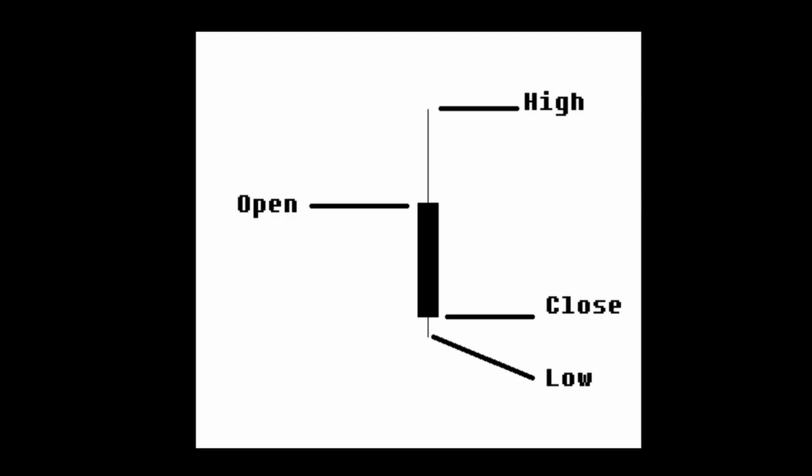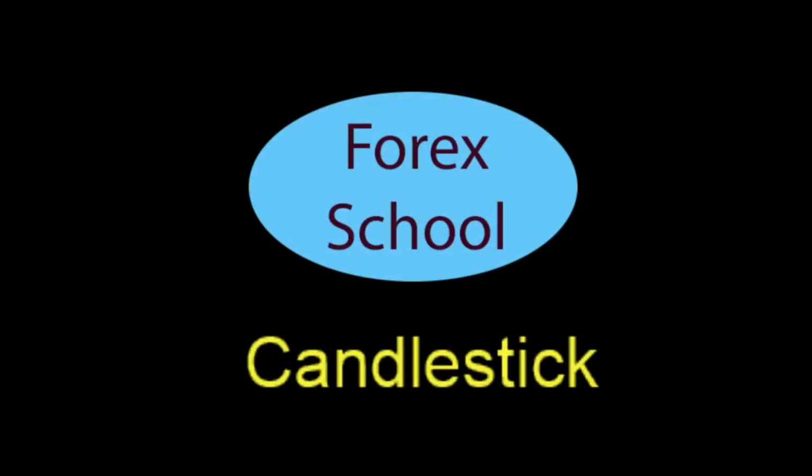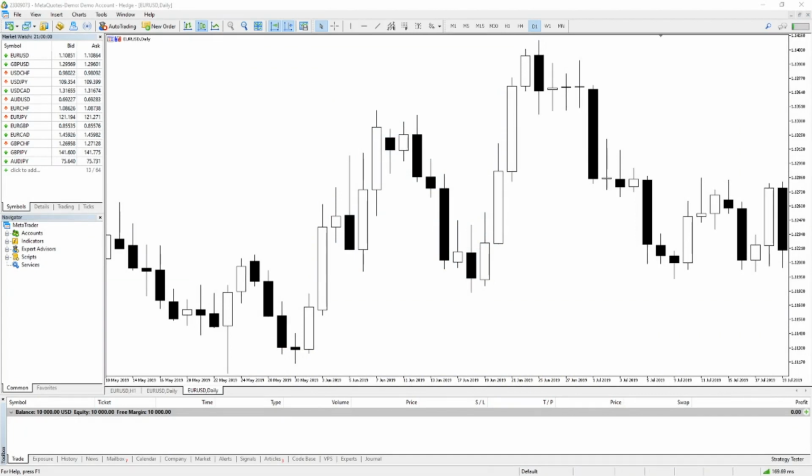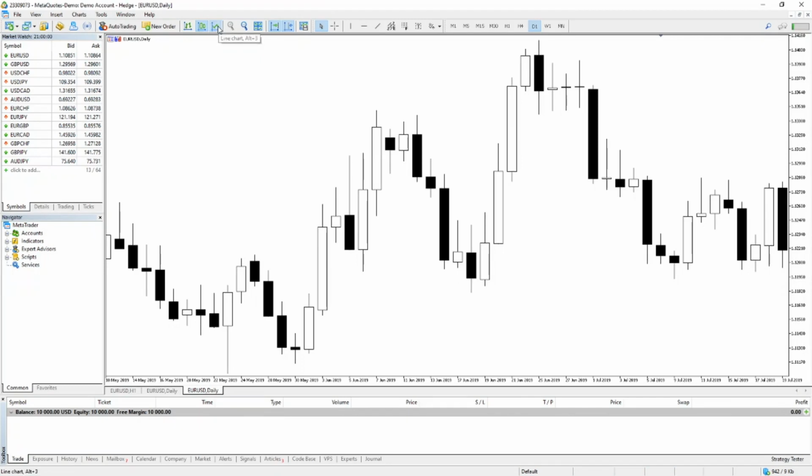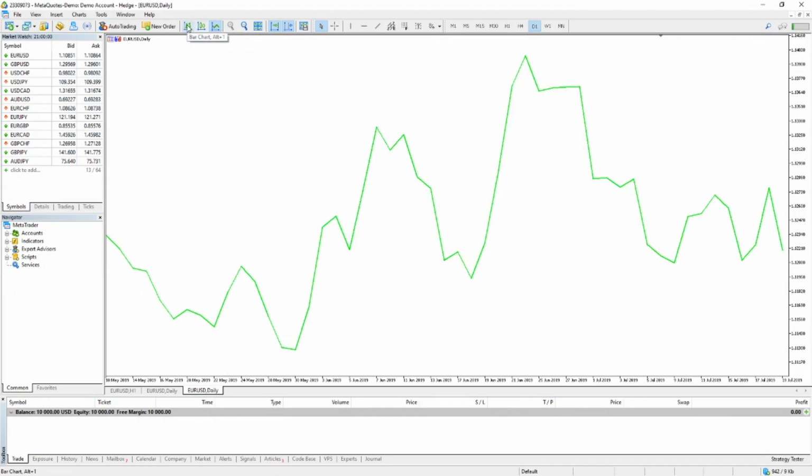So how do we know which is the opening price and which is the close price? Sometimes the close price is up and the open price is below. So how do we know that one? So for that we go again to the chart. So this is the chart, and let me change the type of the chart. There are three types of chart. One is a bar chart, and the other one is a candlestick chart. The third one is the line graph chart. So we go to the bar chart.